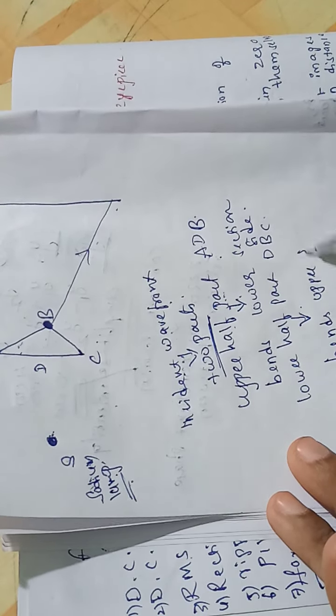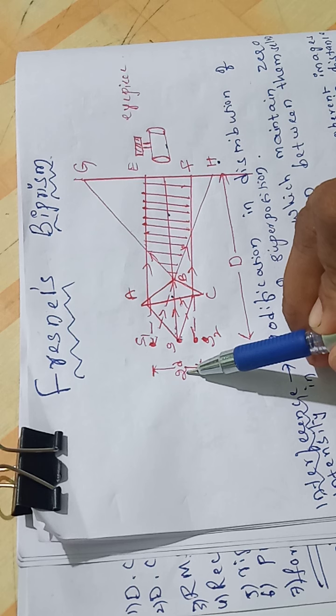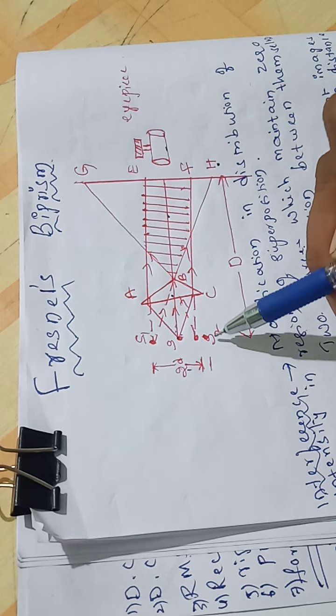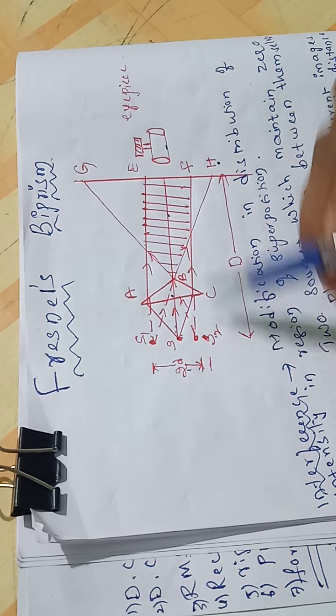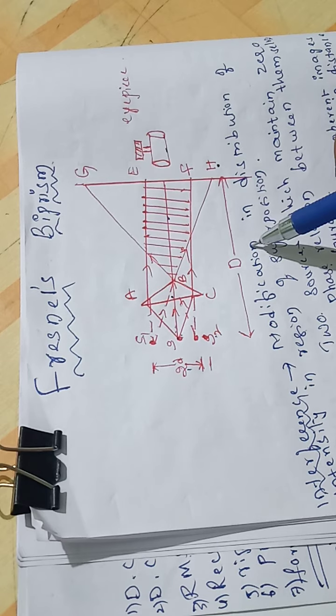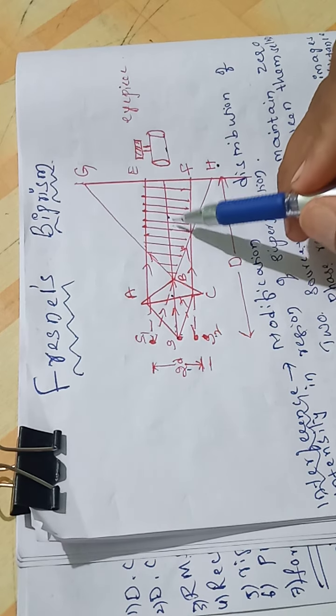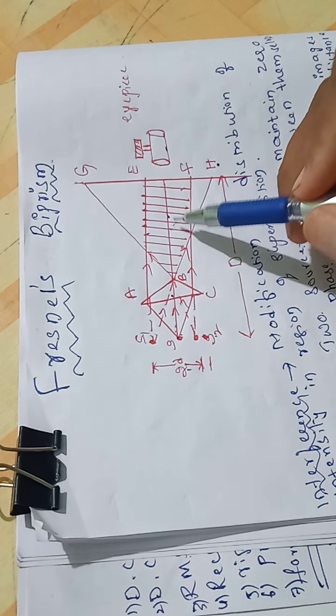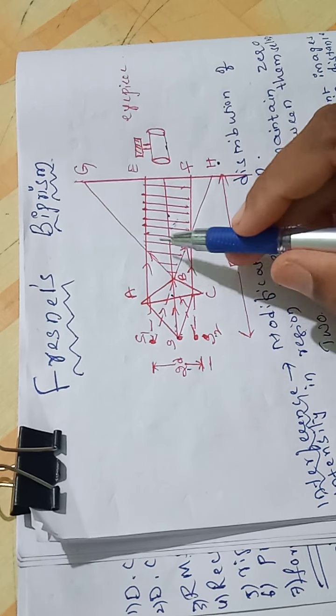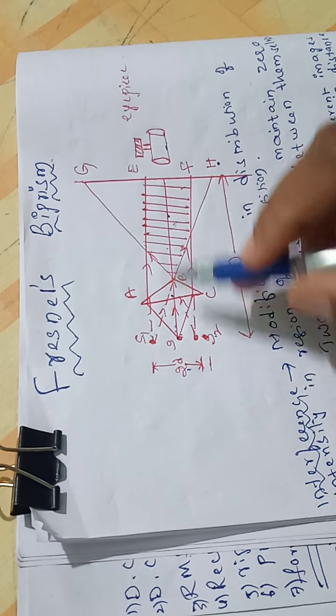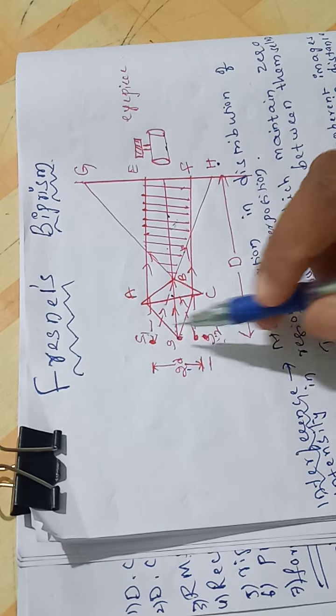See here. Now the distance between the virtual sources is 2d, and the distance from these virtual or coherent sources to the screen is capital D. And this is the field of view where we observe the interference pattern with the help of the eyepiece. So in such a way, by using Fresnel's biprism, we produce coherent sources.